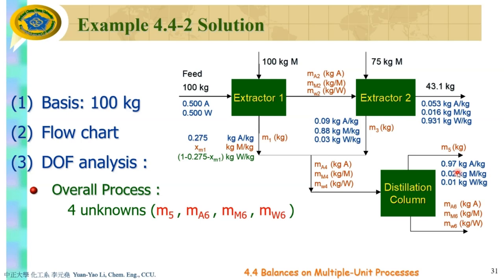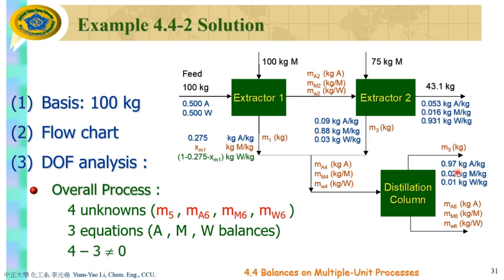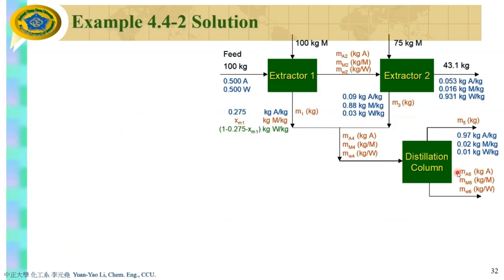So there are 4 directions, and only direction 1 gives 3 equations. Unfortunately, you only have 3 equations, and it doesn't work if you do the overall process. So forget about the overall process. Let's do it systematically. If we do it overall, we cannot solve it. How about a single unit system?